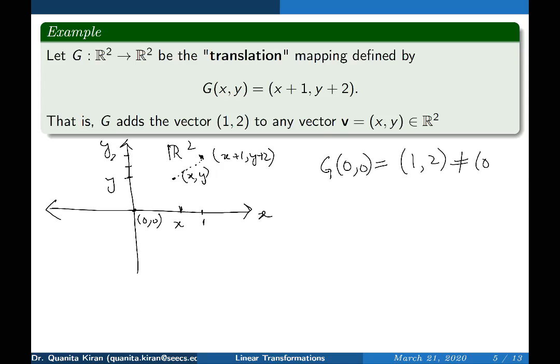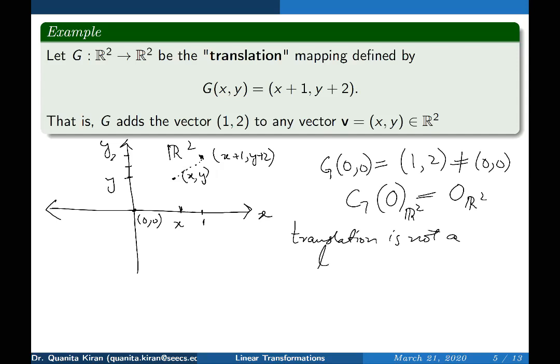which is not equal to (0, 0). Since T cannot transform the 0 of R2 onto the 0 of R2, this is not a linear operator. Translation is not a linear transformation. Since it is from R2 to R2, it is basically an operator, but it is not a linear operator in this case.